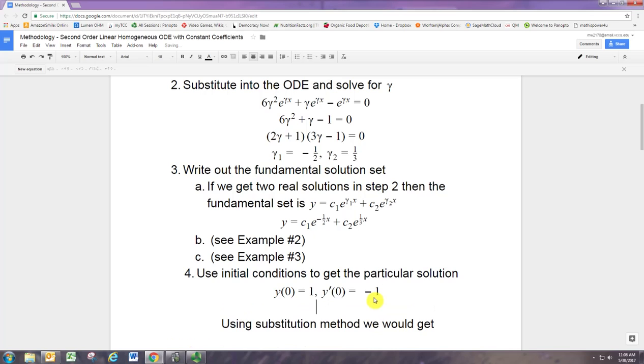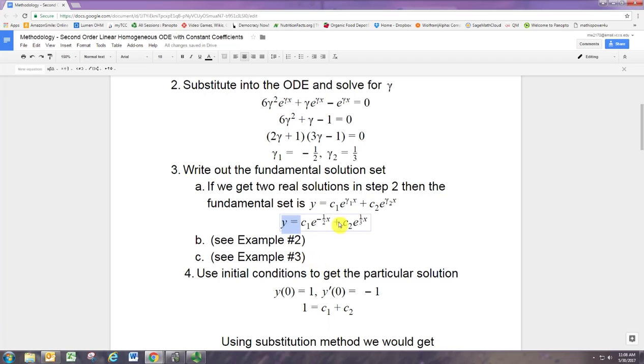So there's our initial conditions. And using the condition that the solution is 1 when x is 0, we would get the equation C1 plus C2 equals 1. Now, if we were to take the derivative of this solution, right, that'll bring a negative 1 half and a 1 third in front of these exponentials. So there's your derivative. And again, replacing x with 0 makes those exponentials go away or turn to 1.